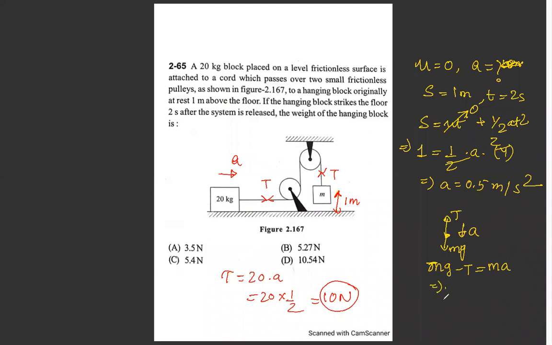Now we can get the weight of the hanging block. What is the weight of the hanging block? That is mg. So mg is equal to ma plus T. But before that we are required to find out the value of m, because m is unknown to you.